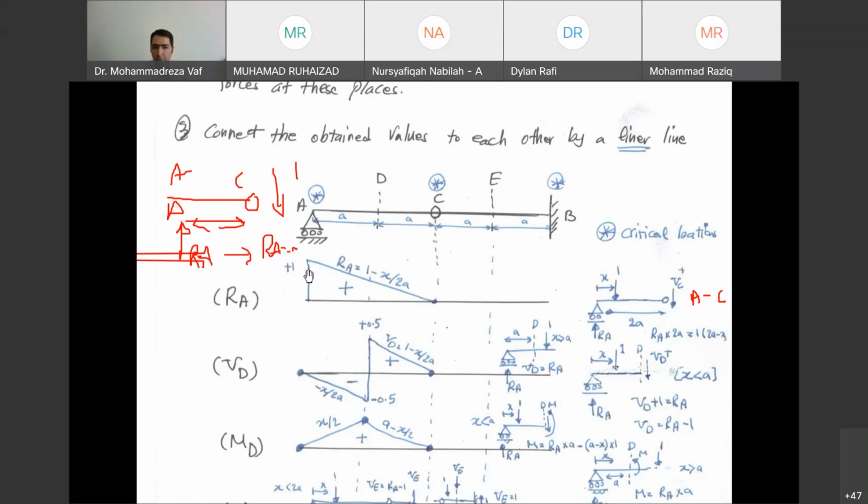When the load is at point A, RA is 1. When the load is at point C, RA is 0. And after that also RA is 0. Okay, so this one was calculated without too much difficulty.